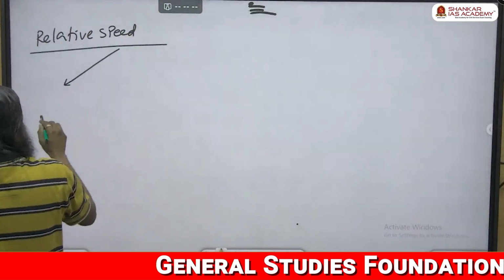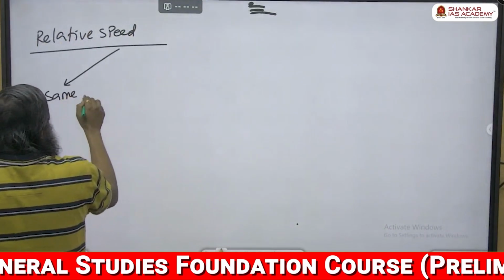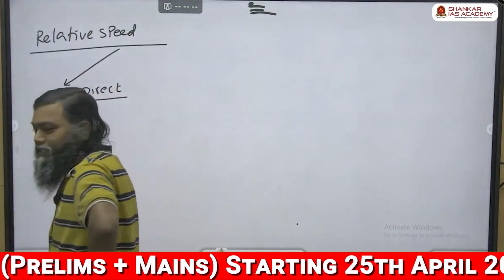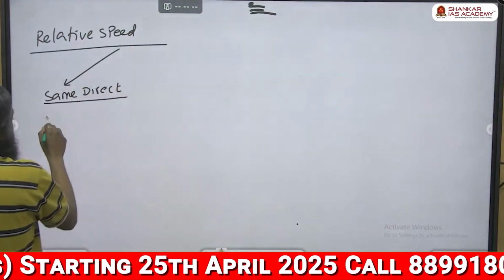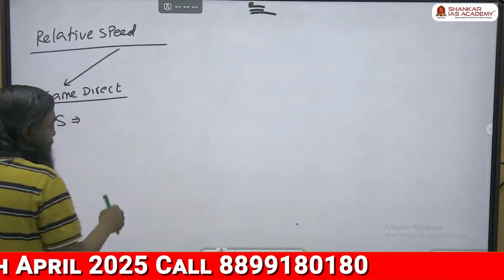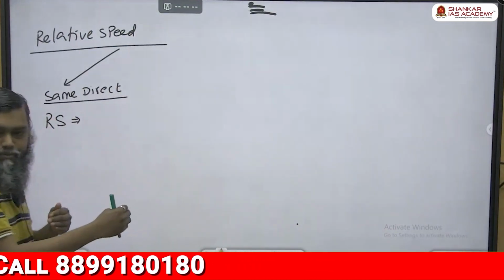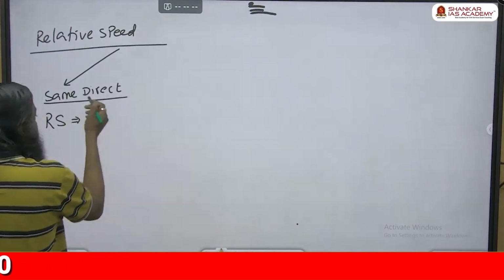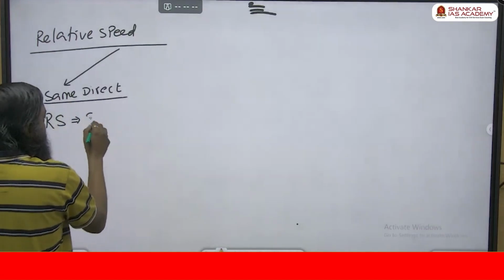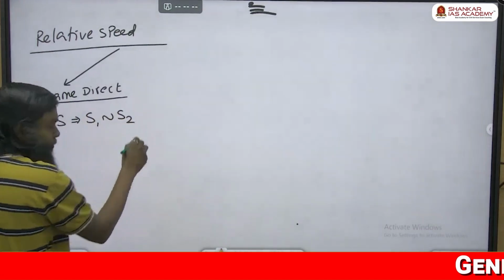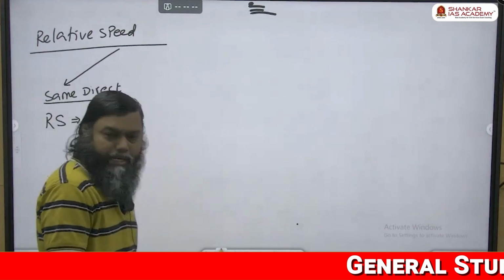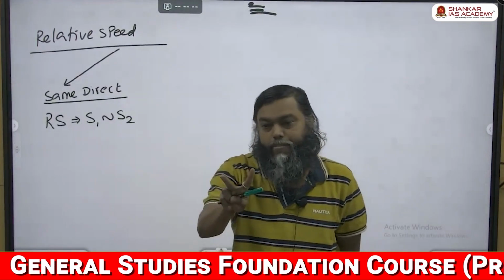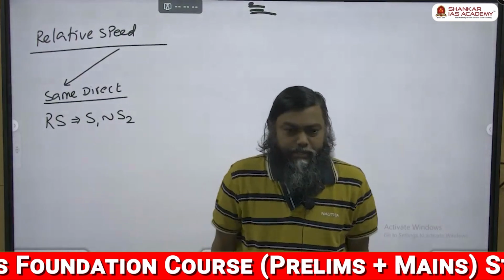If they are traveling in same direction, what is the relative speed? If they are at different speeds, how can you calculate the difference between these two? If they are traveling in same direction, relative speed must be the difference in the speed. At a time you can calculate relative speed for two people only.